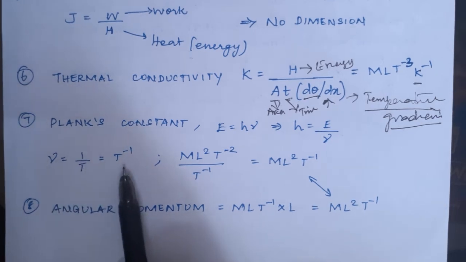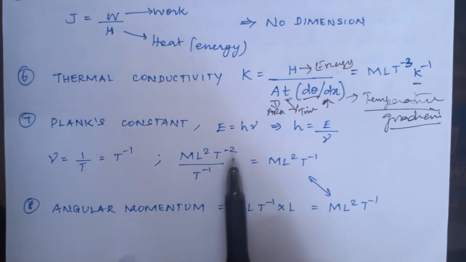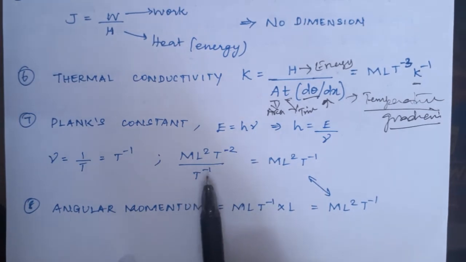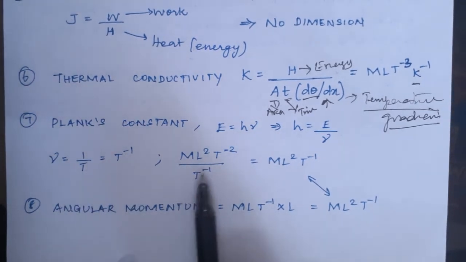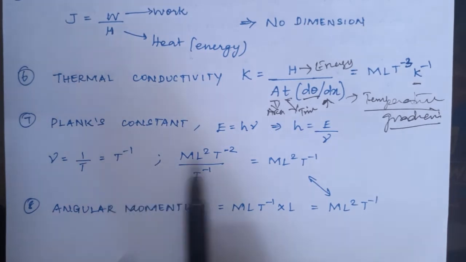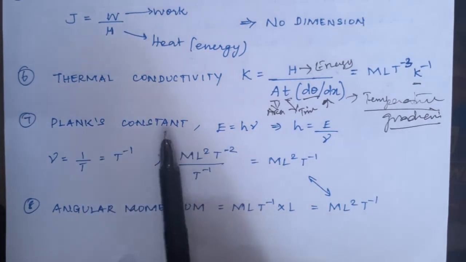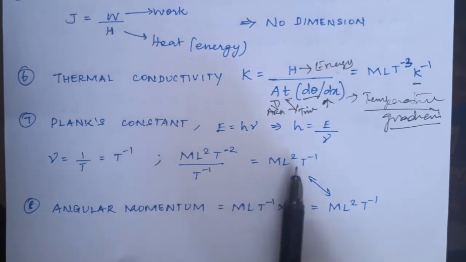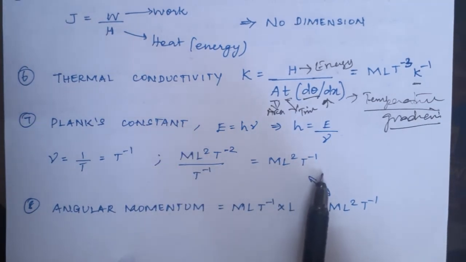That is T inverse. So energy, we know, is M L square T power minus 2, and frequency is T power minus 1. So the dimensional formula for Planck's constant is M L square T power minus 1.